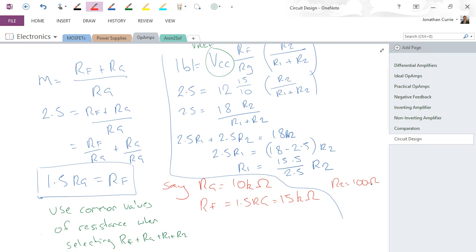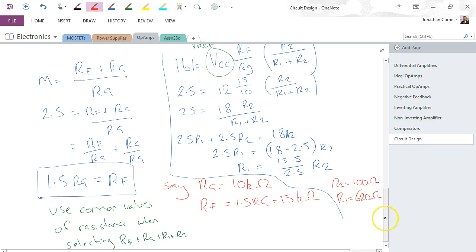And then 15.5 divided by 2.5 is 6.2 times 100 ohms is equal to, therefore, 620 ohms. Now that's not on the E12 series, but I believe it is on the E24, or very close to, so we can actually get a reasonable solution to this.